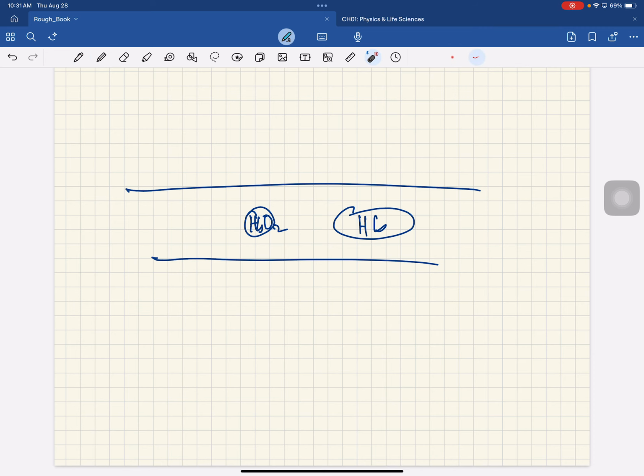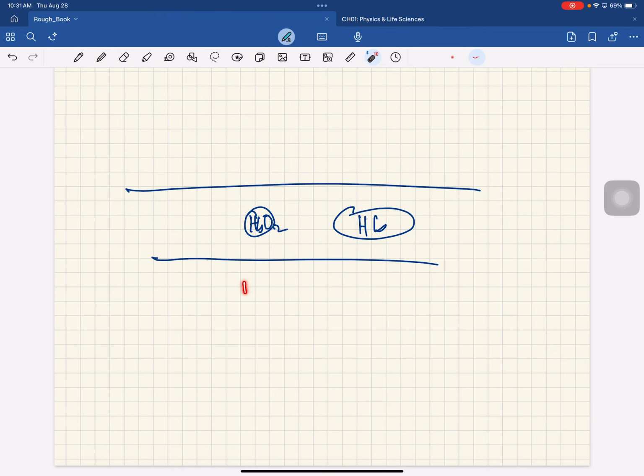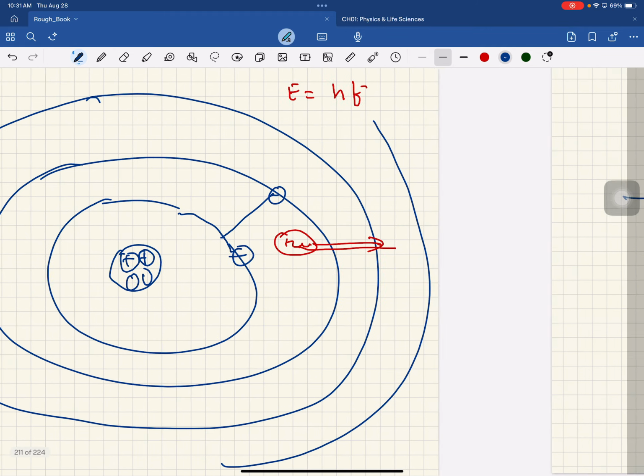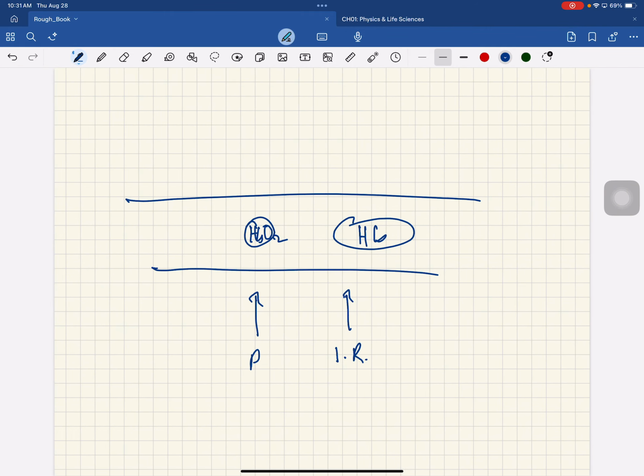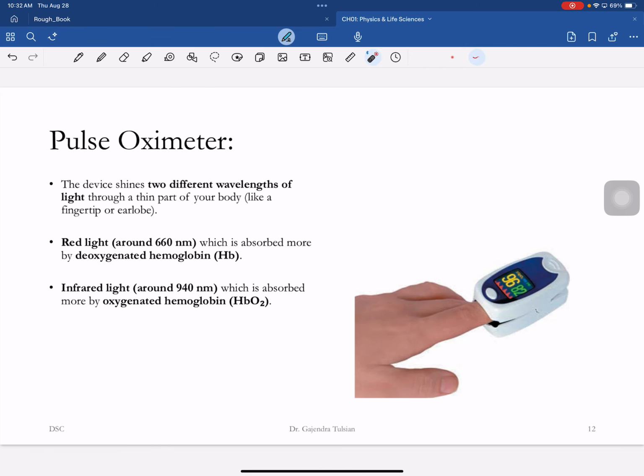So in that instrument, we have two beams of light that shine from the bottom. One beam is an infrared beam, and another is a red light. These are the two beams. They shine a red light whose wavelength is 660 nanometers and an infrared light whose wavelength is 940 nanometers.